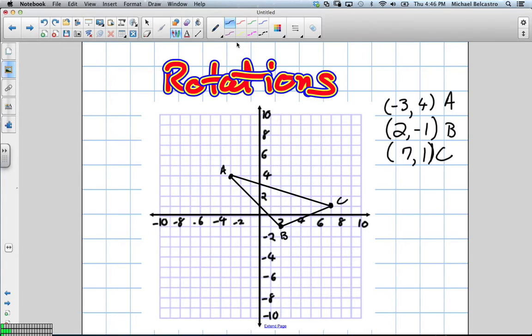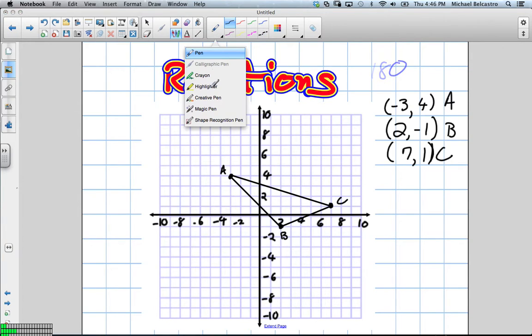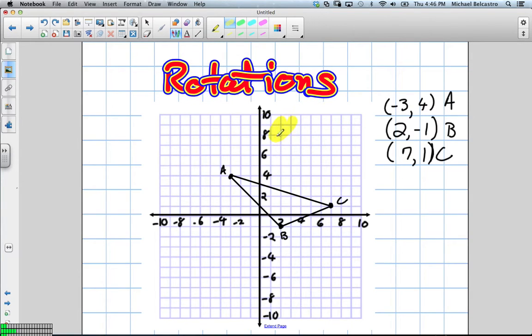Okay, we're going to go into rotations again. Last time we did rotations, but we only really focused on 180. Today we're going to focus on two other types, which are 90 and 270, right? And what we're going to do here is we're going to color these quadrants.